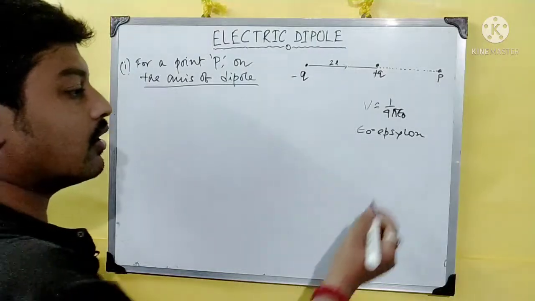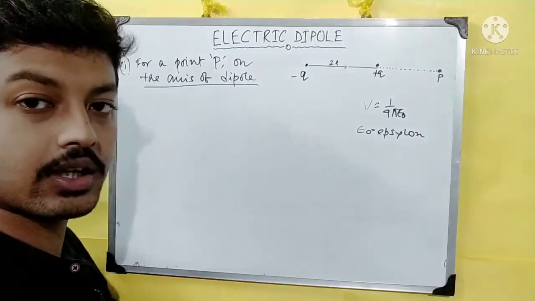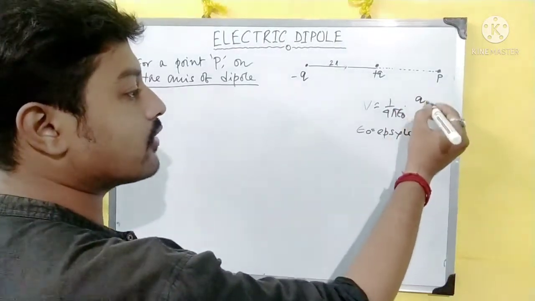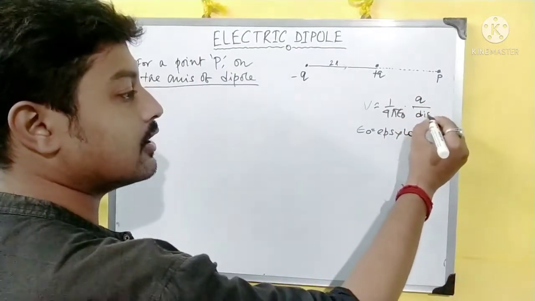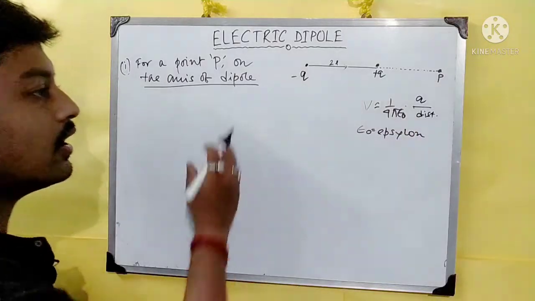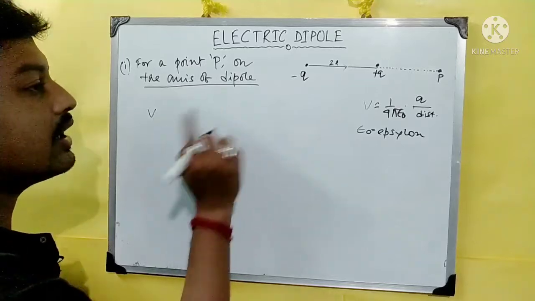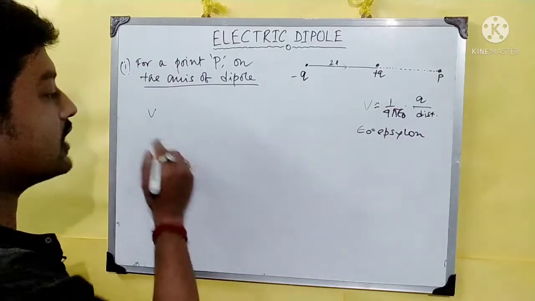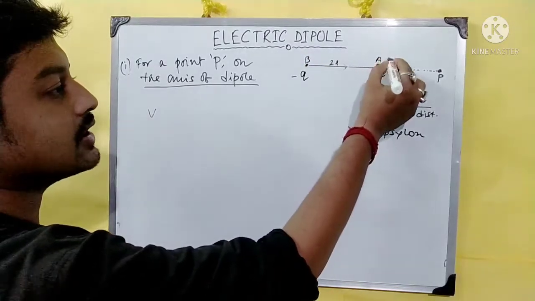So epsilon is the electric permittivity in free space, into the amount of charge q by distance. Okay, charge by distance is the expression for electric potential. So now we have to calculate electric potential for two different charges. One is for this positive charge, another one for this negative charge. So let's say this position is B and this position is A.